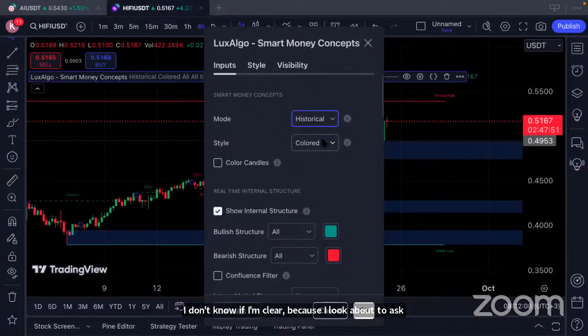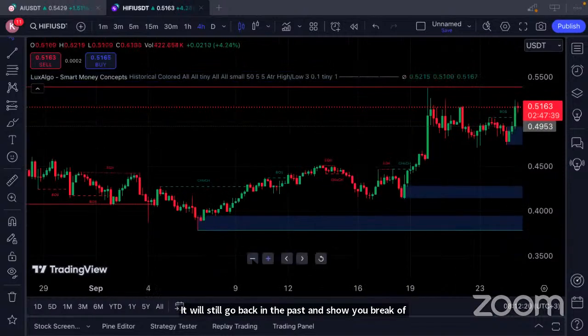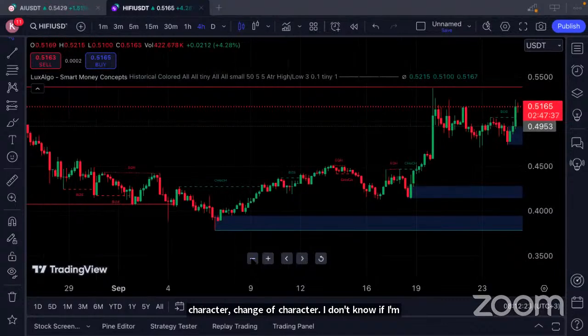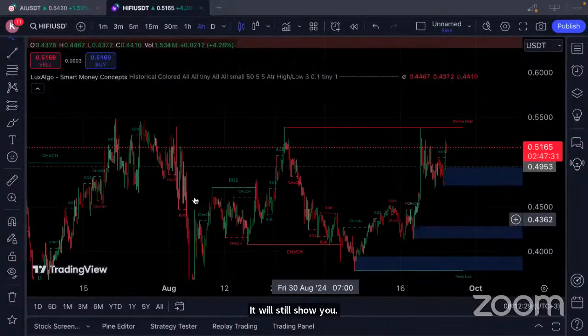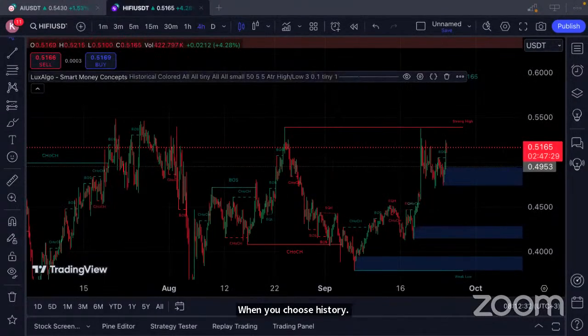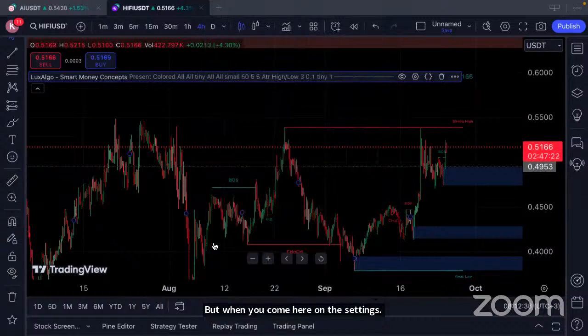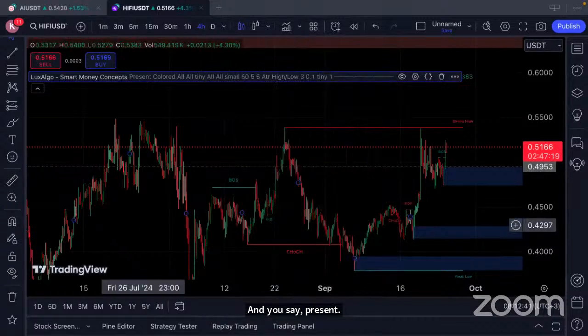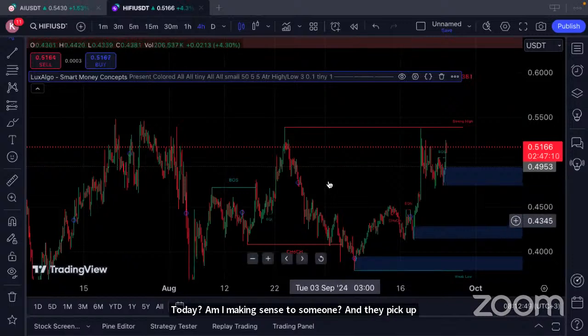Once you press on history, it will still go back in the past and show you break of structure and change of character. This is what I mean: it will still show you what happened in the past when you choose history. But when you come here to the settings and you say present, it will give up on the too much history in the past and only pick up the most recent ones and only show you that.